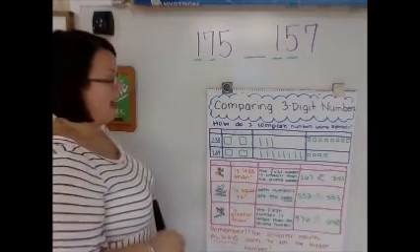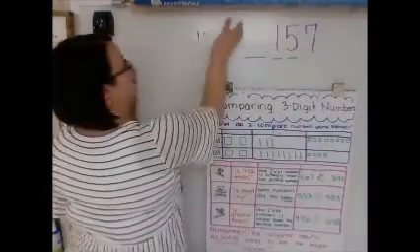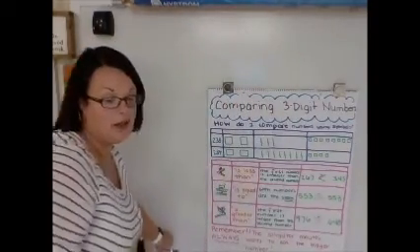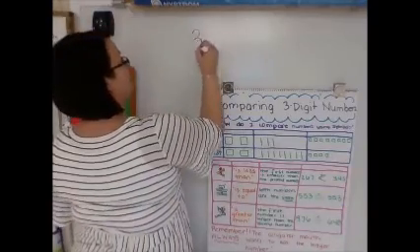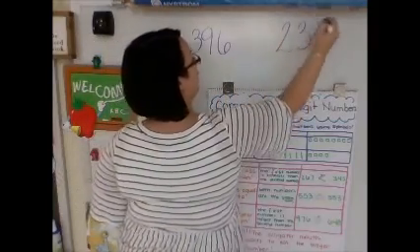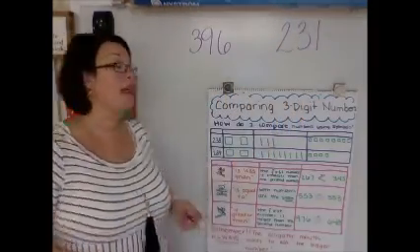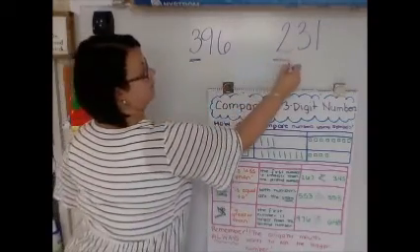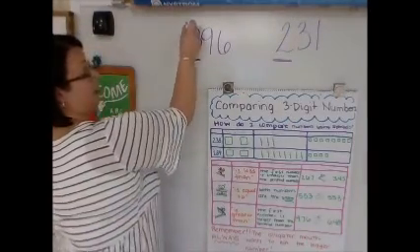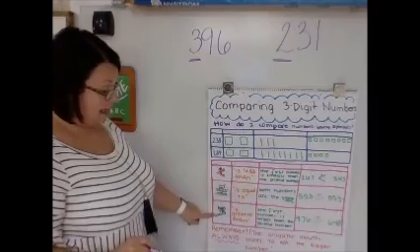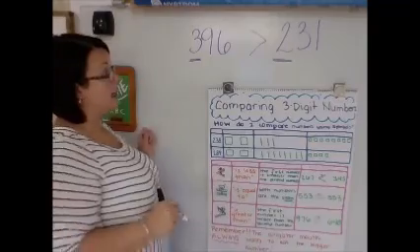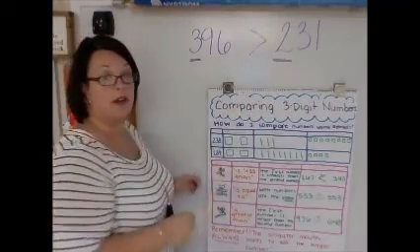All right, let's go ahead and do just a few more to practice. So let's do the numbers 396 and 231. My first step is to look at the number in the hundreds place. Oop, they're already different. So that means I can decide that this number is bigger because 3 is bigger than 2. So that means I need this alligator again, the greater than symbol. 396 is greater than 231.